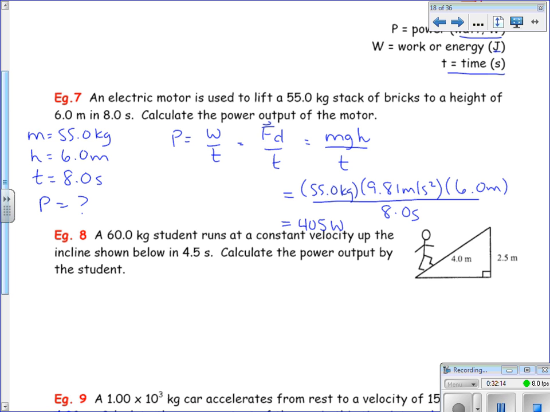which then gives us a power value of 405 watts, or 4.0 times 10 to the 2 watts. It actually ended up being 404.7, so that would be 4.0 times 10 to the 2 watts if you wanted to do that for scientific notation.